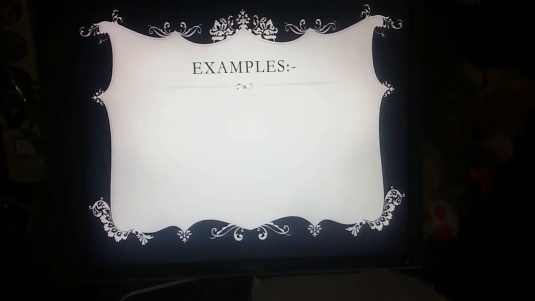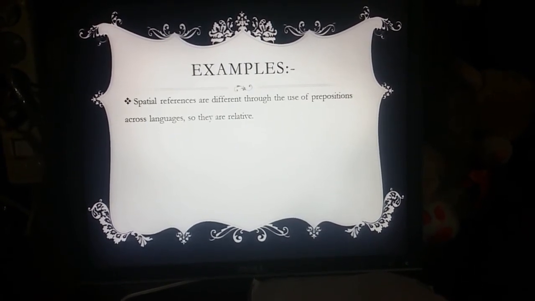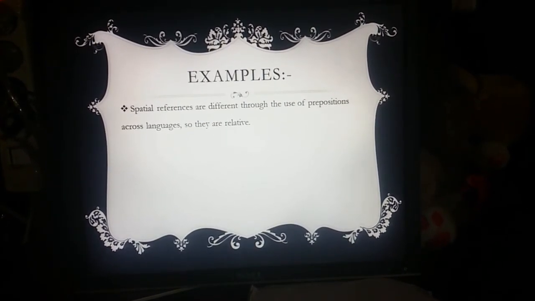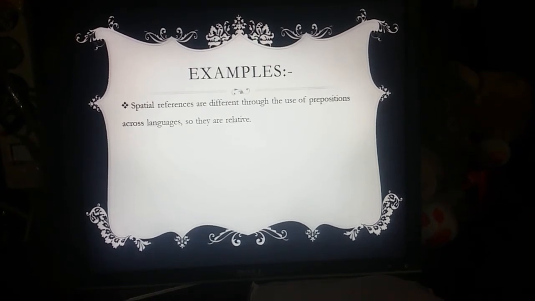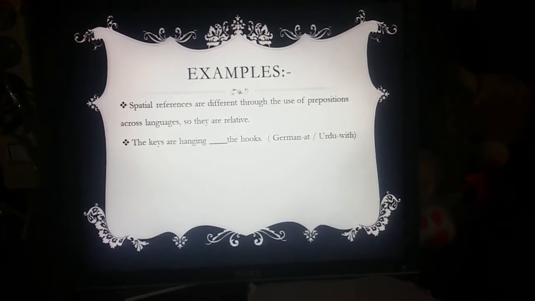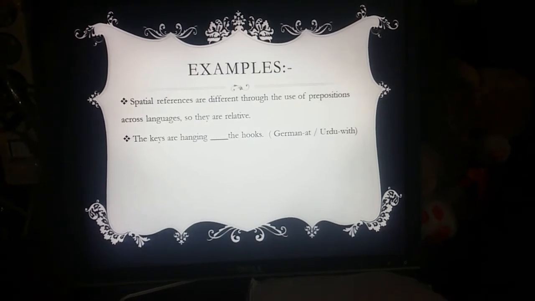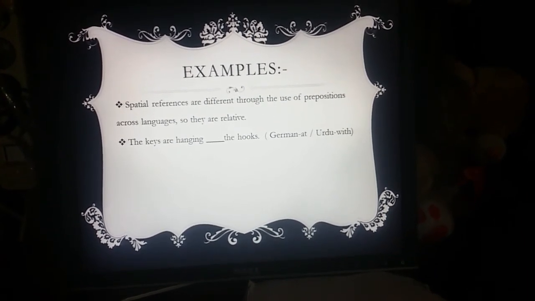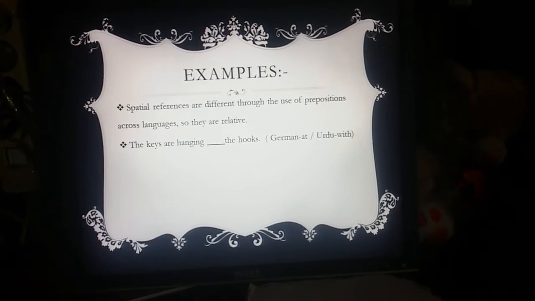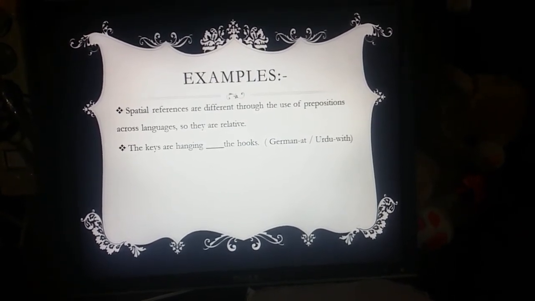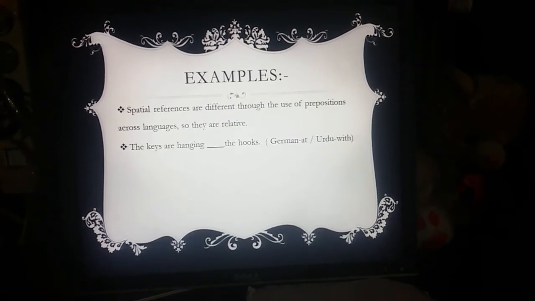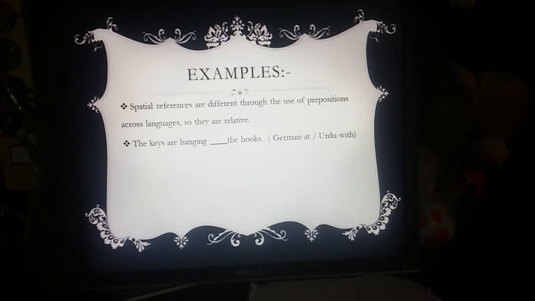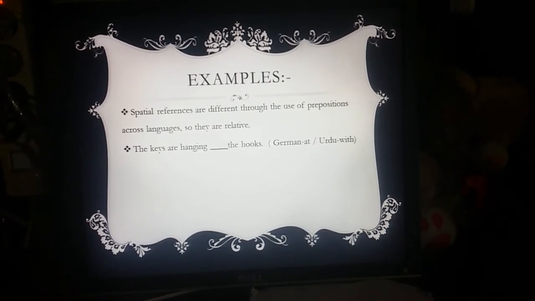And I'm going to give you some examples of the relativity of language. Spatial references differ through the use of prepositions across languages, so they are relative. For example, if I give an example to two speakers, one from Germany and one an Urdu speaker, like the keys are hanging on the hooks, the German speaker would use "at" and the Urdu speaker would use "with." Although the place is fixed, the use of prepositions differs across languages, so it's relative.